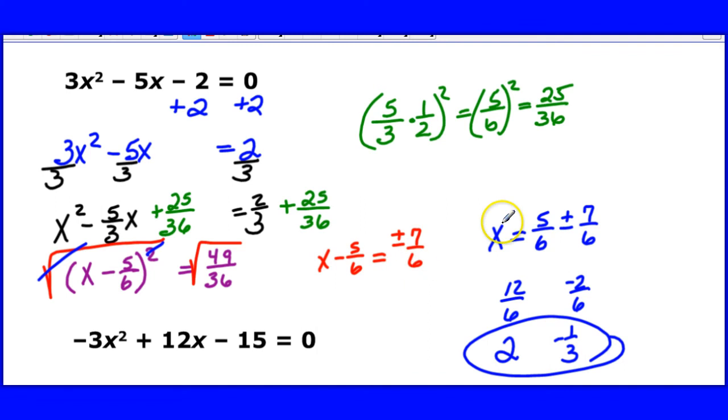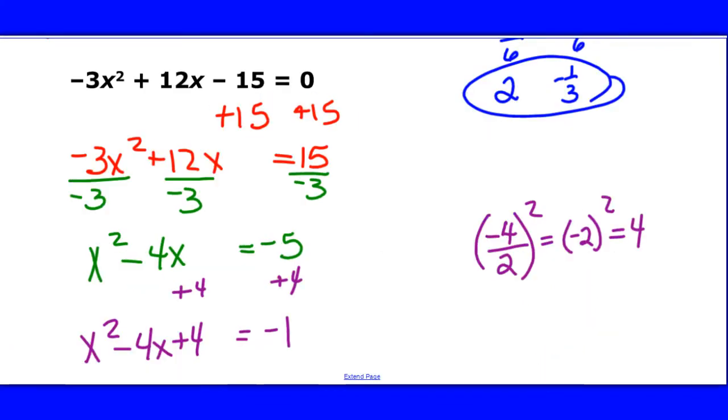Set up your 2 separate equations. One where, add 5/6 to both sides. And then we got 5/6 plus 7/6, which is 12/6, which reduces to 2. 5/6 minus 7/6 is negative 2/6, which reduces to 1.